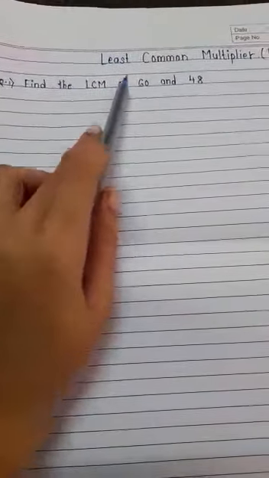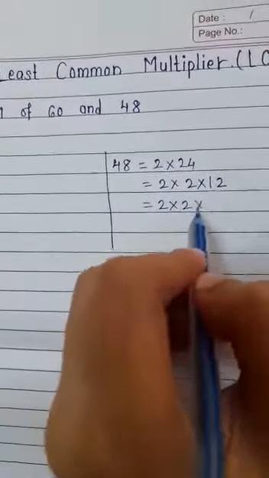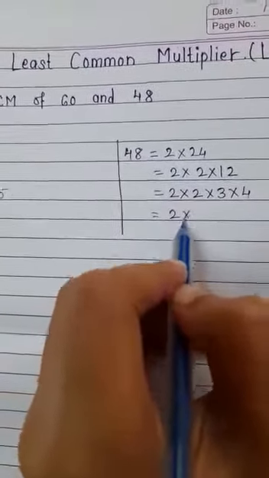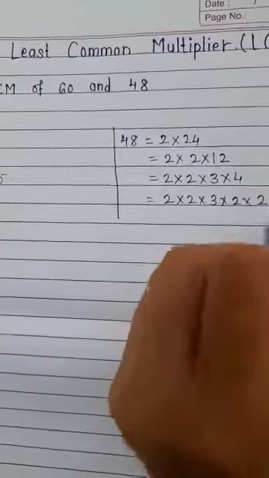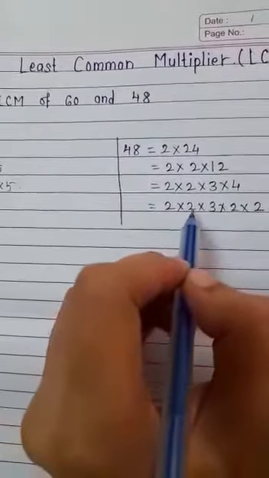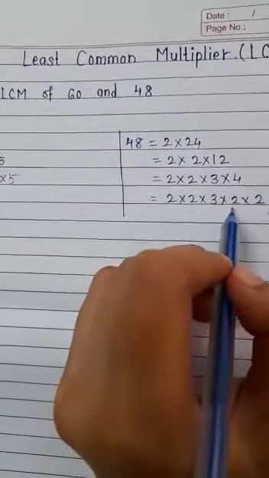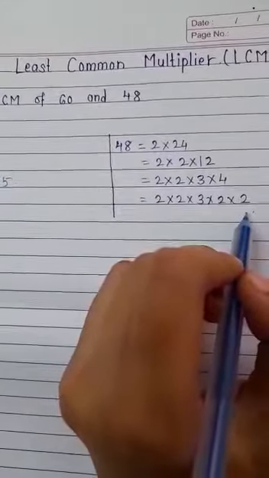Now see here, 48 is 2 into 24, which is equal to 2 into 2 into 12, which is equal to 2 into 2 into 3 into 4, which is equal to 2 into 2 into 3 into 2 into 2. So 2 into 2 is 4, 4 into 3 is 12, 12 into 2 is 24 and 24 into 2 is 48.